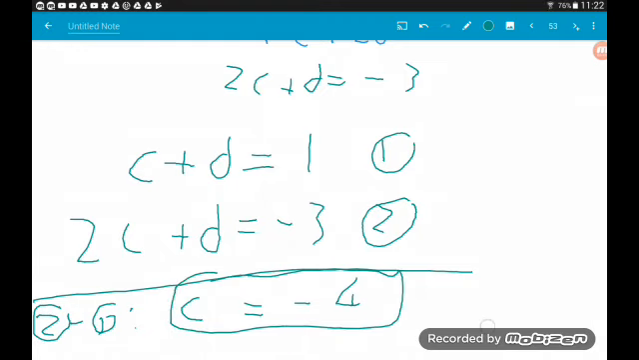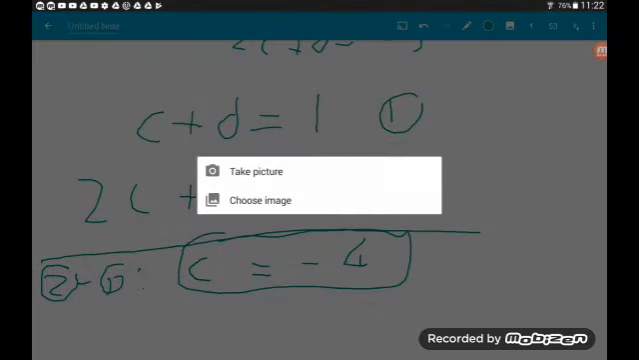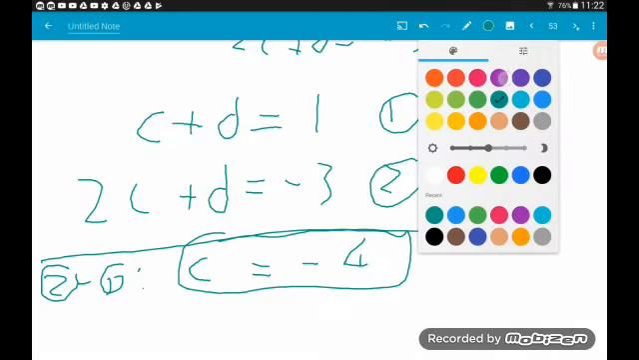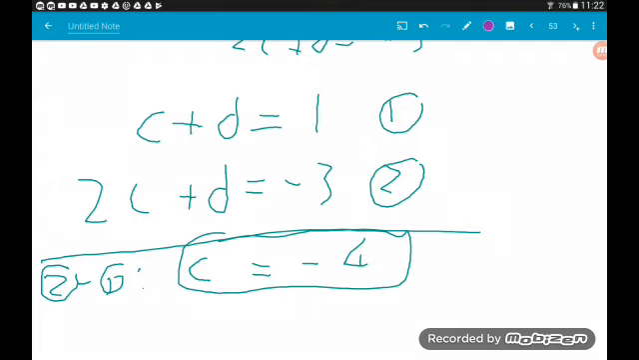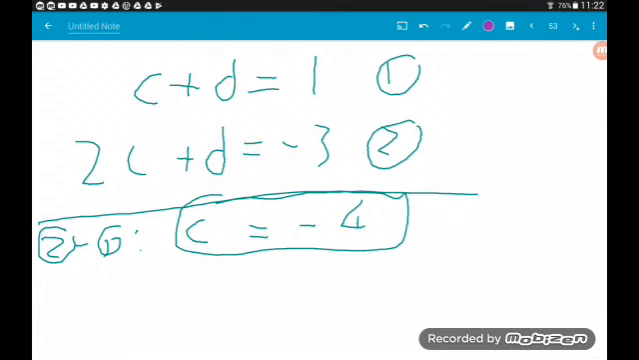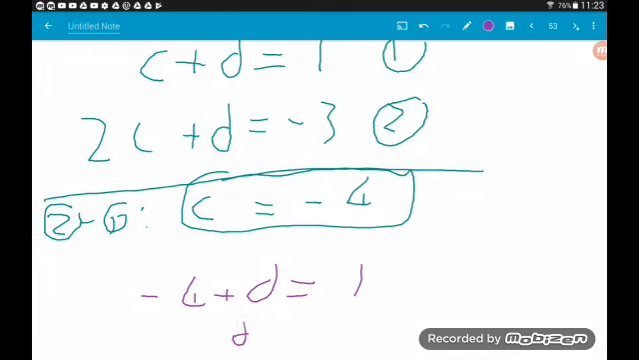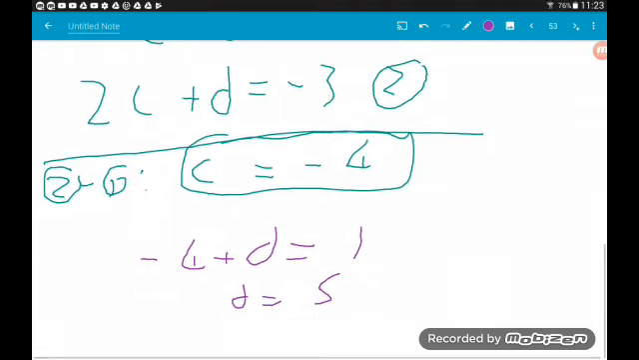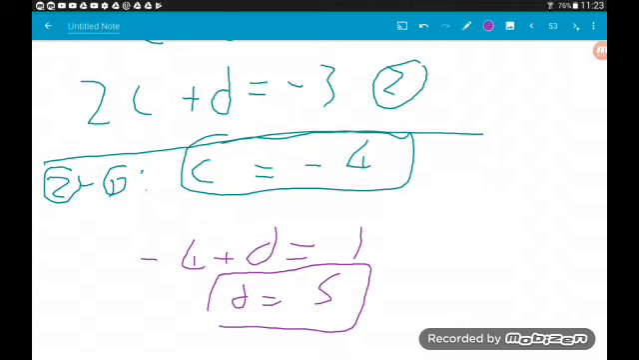Good times. So let's change colour because we're doing something different now. Now that we know what c is, we can find the value of d. So if we substitute c equals minus 4 into equation 1, minus 4 plus d is equal to 1, add 4, d is equal to 5. So there are our answers. C is minus 4. D is equal to 5.